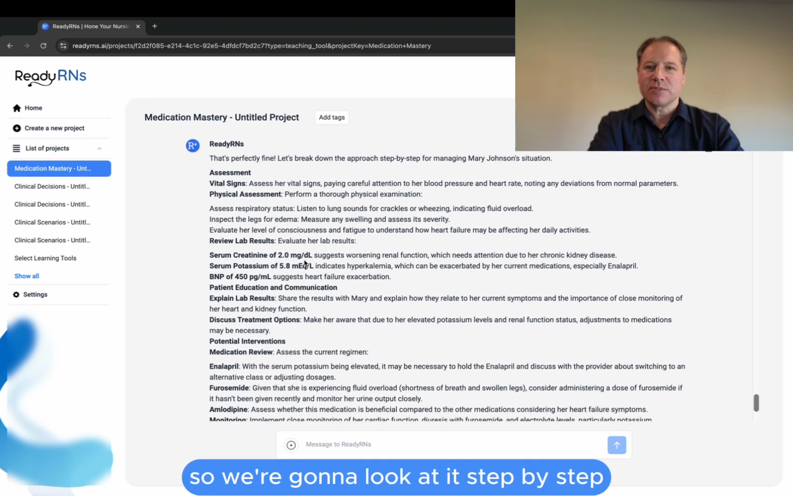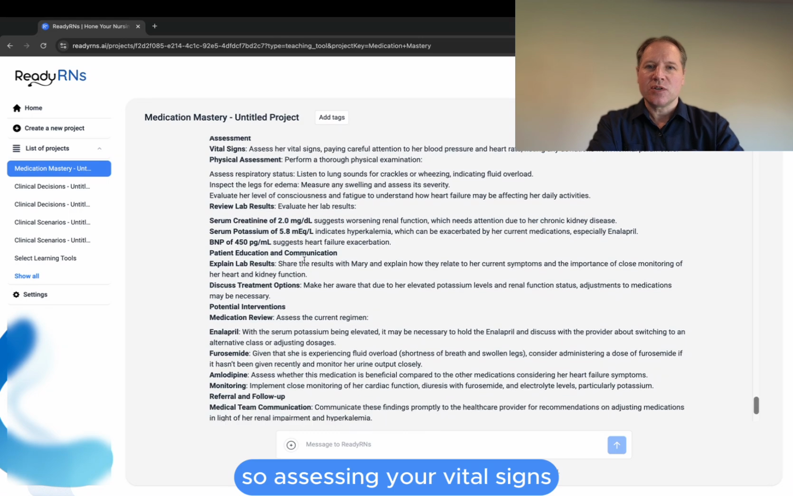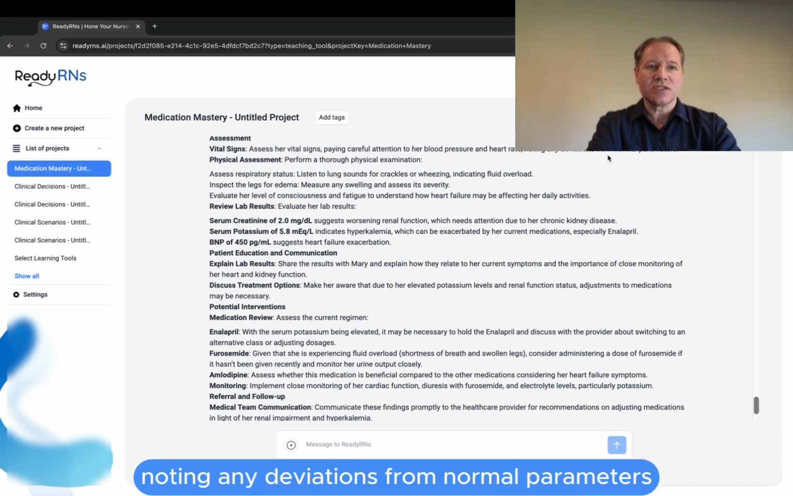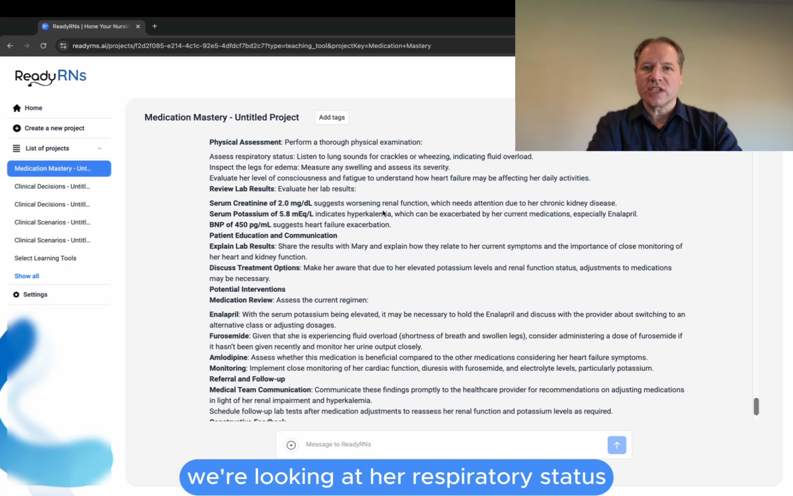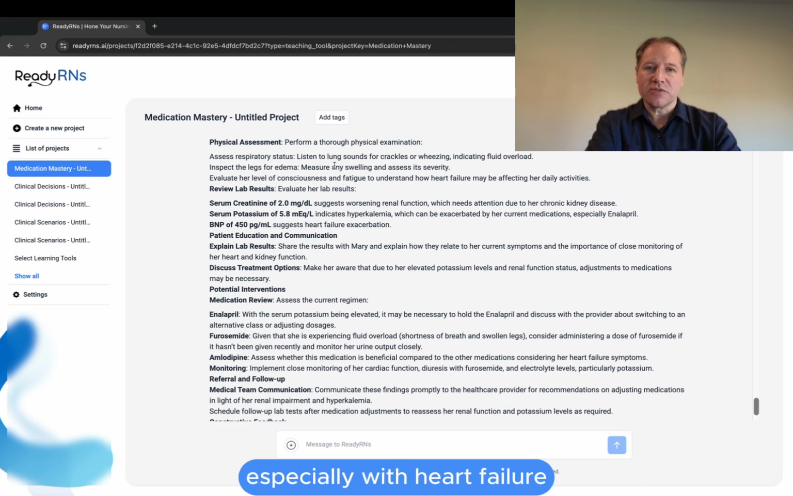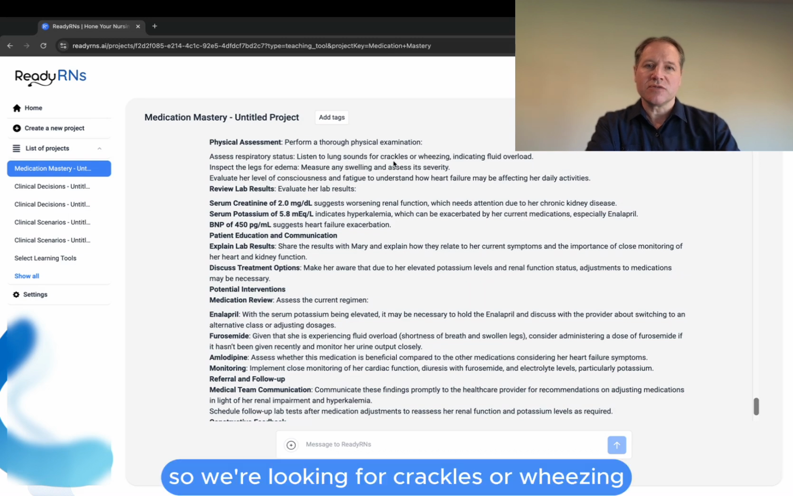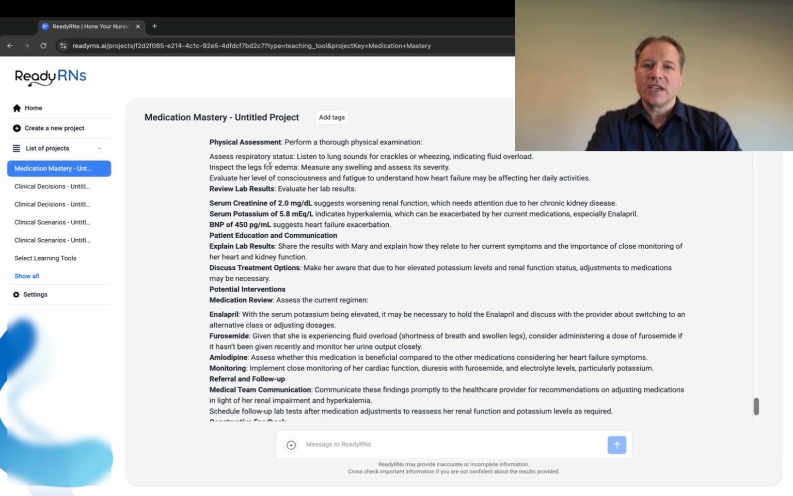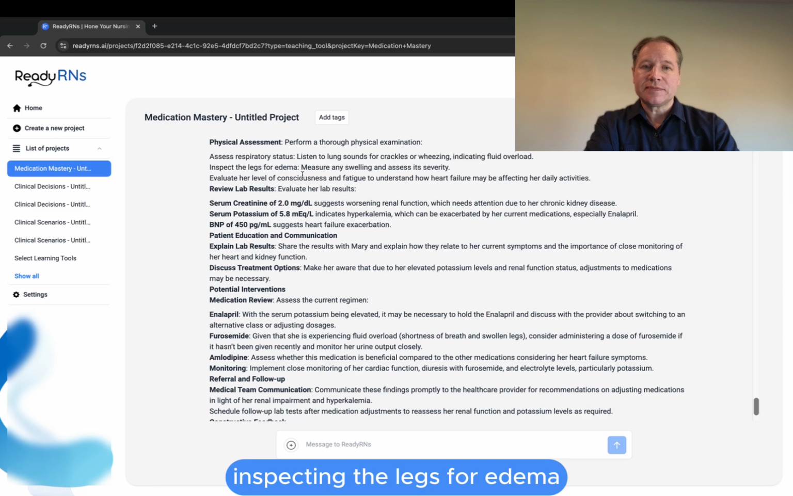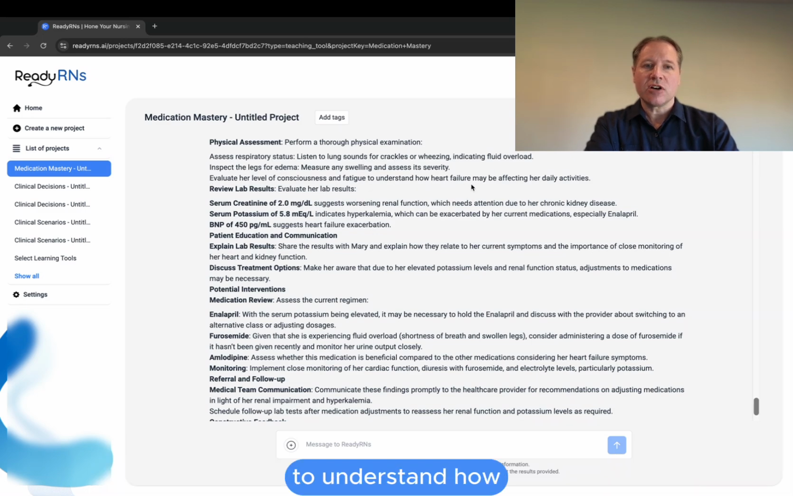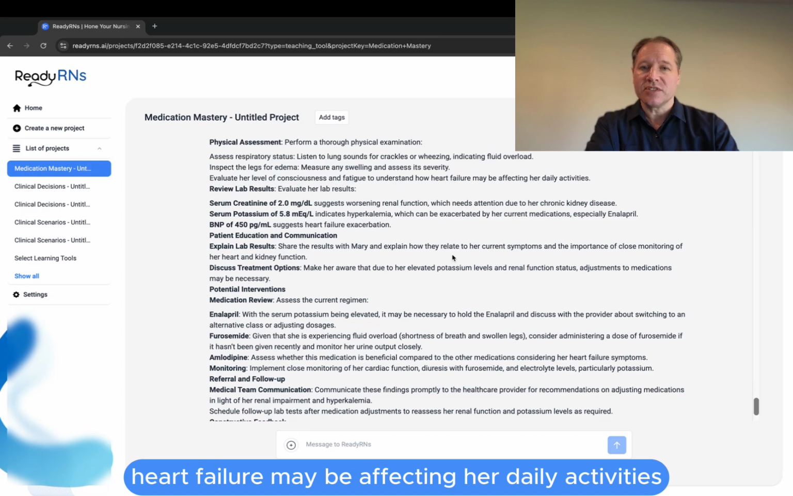So we're going to look at it step by step. So assessing her vital signs, we're paying careful attention to her blood pressure and heart rate, noting any deviations from normal parameters. We're looking at her respiratory status, especially with heart failure, where that fluid can build up in the lungs. So we're looking for crackles or wheezing, inspecting the legs for edema, and evaluating her level of consciousness and fatigue to understand how heart failure may be affecting her daily activities.